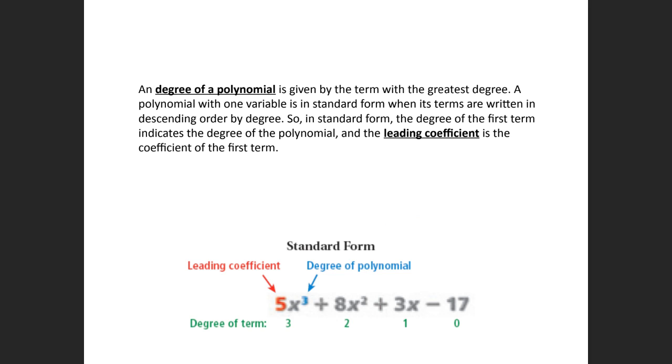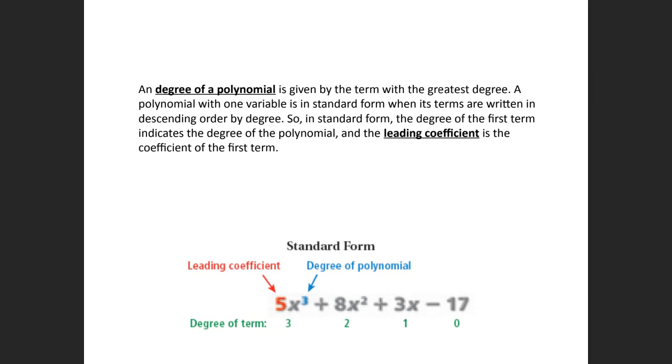The degree of a polynomial is given by the term with the greatest degree. So in this problem, the 3rd degree is the highest, so we call this a 3rd degree polynomial. In order to be in standard form, we always write it from highest degree to lowest degree. Now, this is when there's only one variable, like an x or a y. We don't usually write things in standard form if they have more than one variable, because how do you know which one to use?